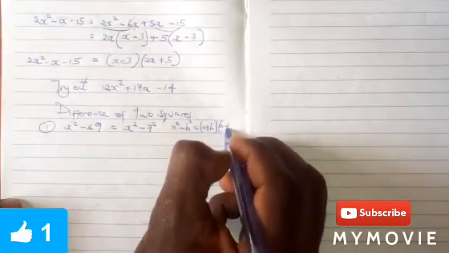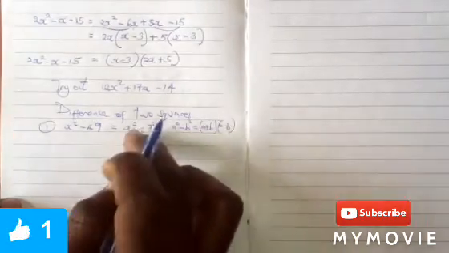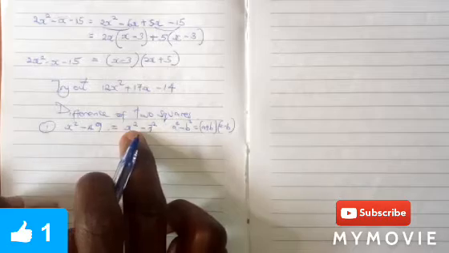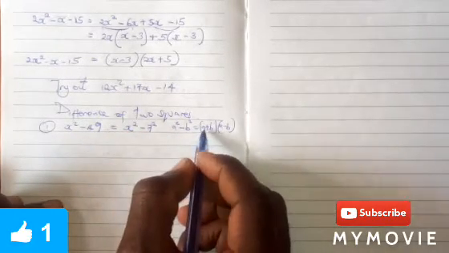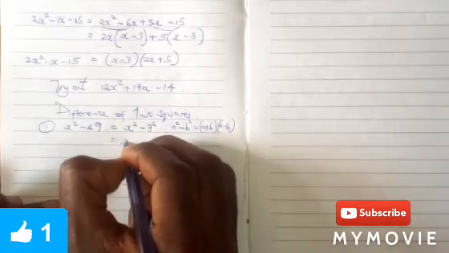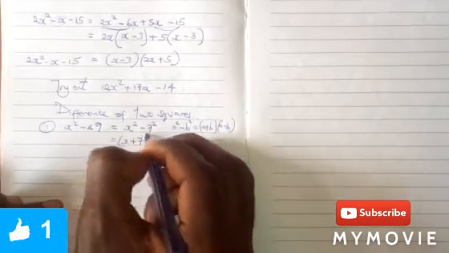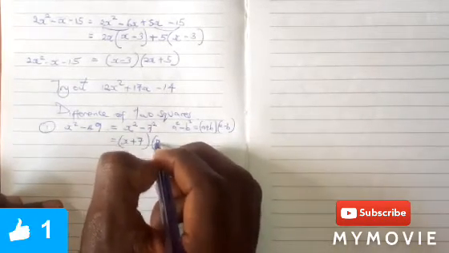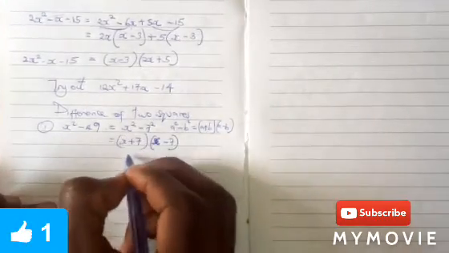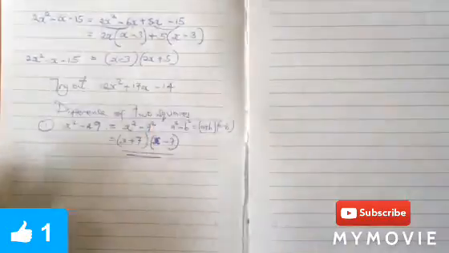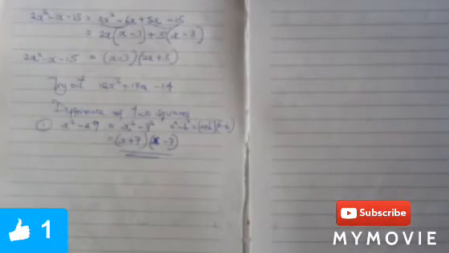into a minus b. So if you compare this and this, you realize that your a will be x and your b will be 7. So you just say x plus 7 into x minus 7. That will be your result when you factorize that quadratic expression.